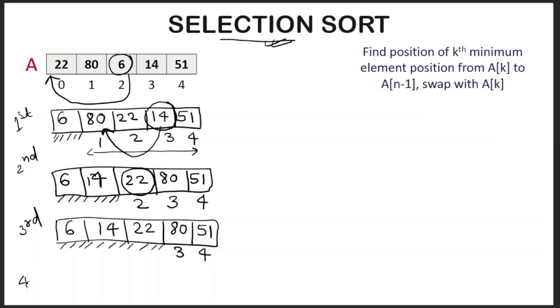In the fourth pass, the selection sort will find out the minimum element from the unsorted part. The minimum element is 51. It will be swapped with the first element of the unsorted part. That is, 80 will come at position 4 and 51 will go at position 3. So the elements after the fourth pass will be in this order in your array.